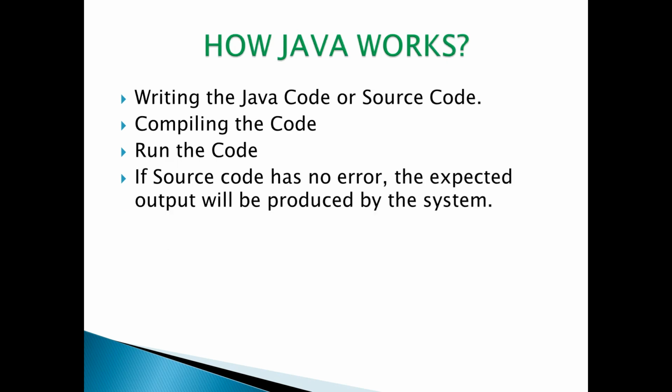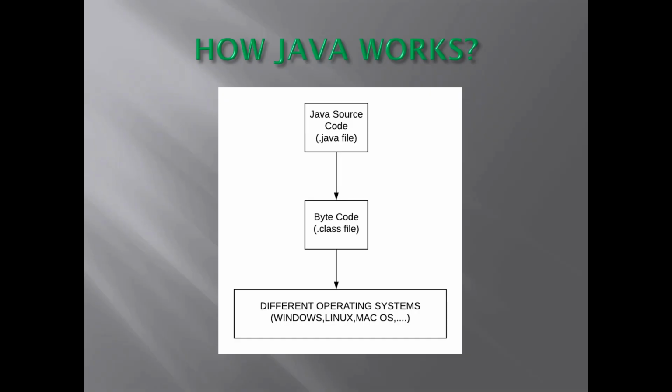The next thing when we talk about Java is the basic working of Java. We can see the steps here: writing the Java code or source code, compiling the code, running the code, and if the source code has no error, the expected output will be produced by the system. These are the basic steps followed by every programming language like C, C++, Java, Python. So what is different here? What is different in Java? Let's see what the difference is.